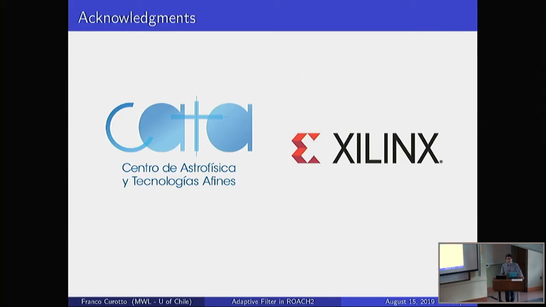So I have a question about your adaptive filter. Yes. Is it a real-time filter, or are you updating the parameters in real time? If you are not, how long does it take for the parameters to stabilize? And do you optimize the parameters?